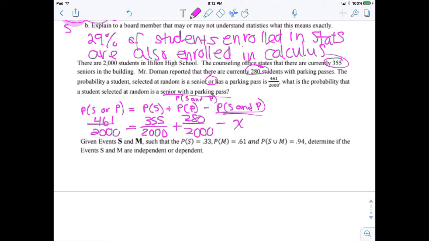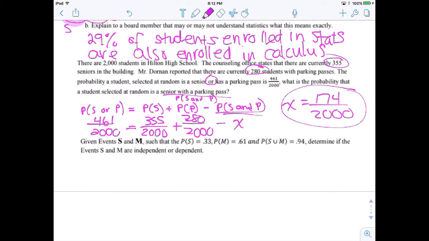So now to get this, I'm going to combine my like terms on the right side. So 355 plus 280, I'm just adding my numerators. This would be 635, and that's going to give me that x equals 174 out of 2,000. So that's the probability that you're a senior and you have a parking pass. Again, I just added these and then I subtracted it over to get x alone.